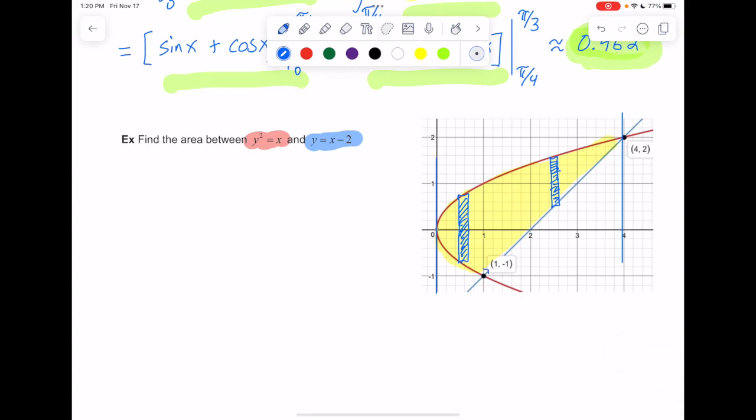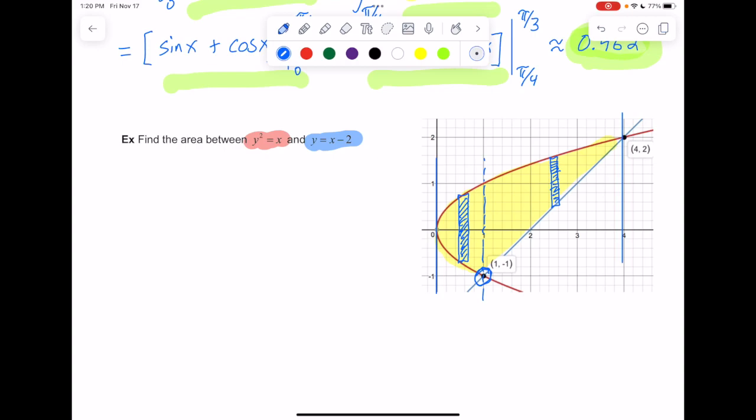So where does that happen? It happens right here. That's where the switch happens. So everything before I get to x equals 1 is going to be top is parabola, bottom is parabola. Every rectangle to the right of that is going to be top is parabola, bottom is the line. So we got a little bit of work to do.